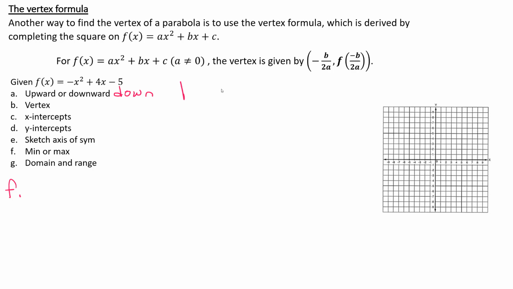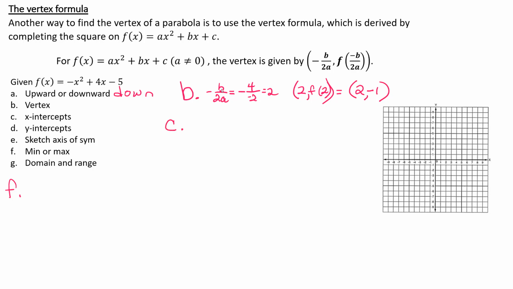The vertex, if we put it into this formula right here, we're going to have -b over 2a is -4 over -2, and that's 2. So f of 2 is going to be -1. If you just put 2 into the function, you get -1. So that is (2, -1) for the vertex.